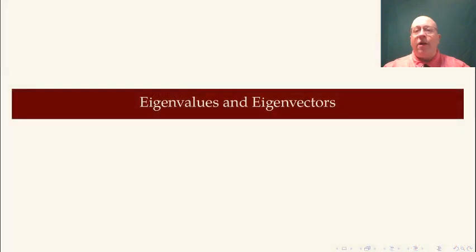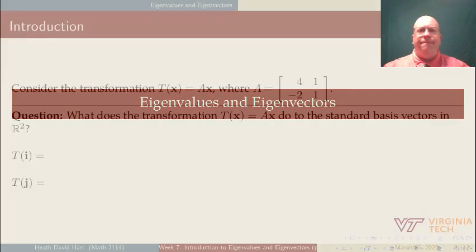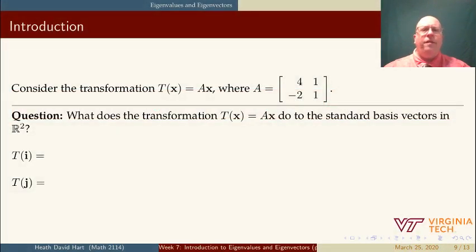At this point, we're ready to start talking about eigenvalues and eigenvectors. We're going to start with an example. I want to look at this linear transformation. My linear transformation is based on the matrix 4, 1, -2, 1. And the question says, what does this transformation do to the standard basis vectors in R2? What happens to i and what happens to j?